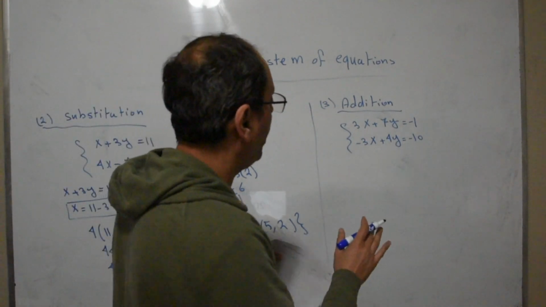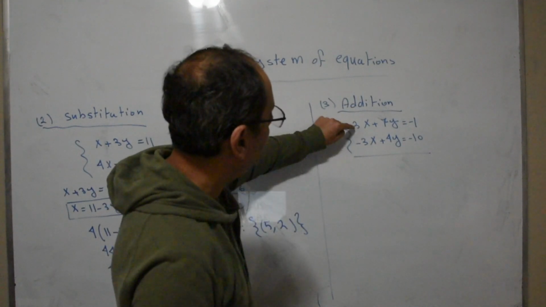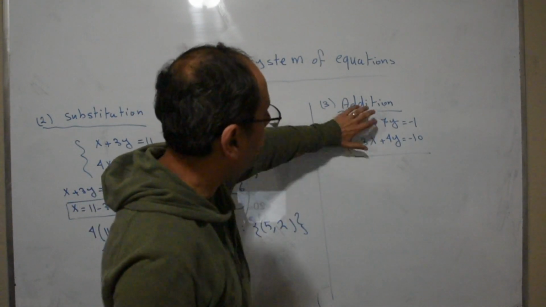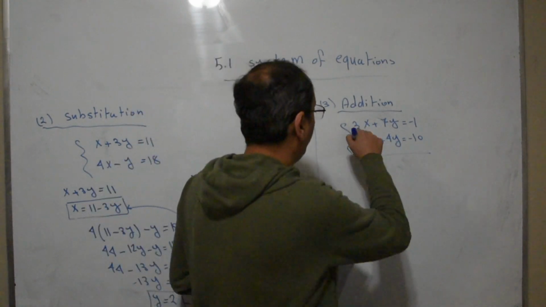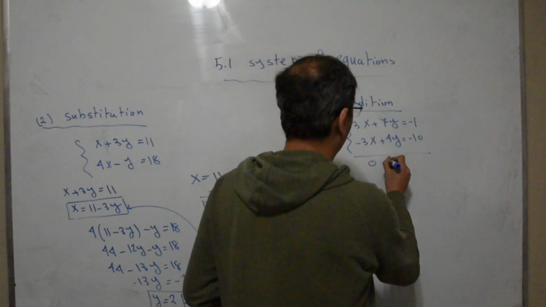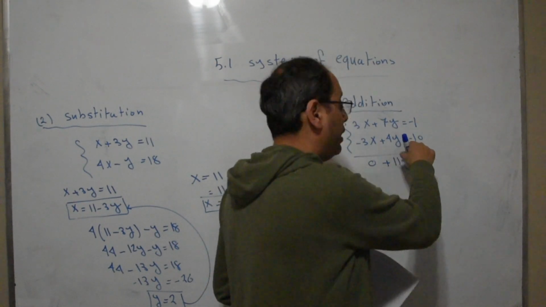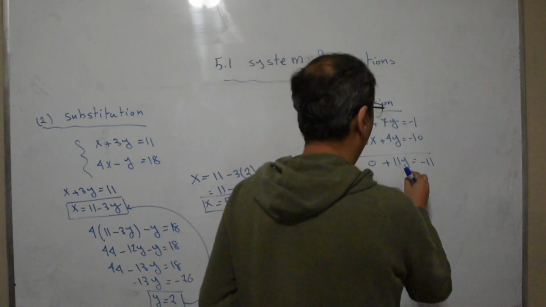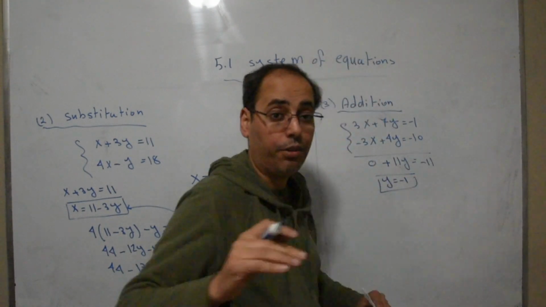Okay, now the idea here is to use addition. What's going to happen if I add 3x and negative 3x? I'll get 0, so I eliminate x. That helps me eliminate x, and I have one variable. If I add these together, I get 0x, which is 0, and then 7 plus 4 is 11y, and negative 1 and negative 10 is negative 11. So I have 11y equals negative 11, so divide by 11, and y equals negative 1. You see how easy it is?